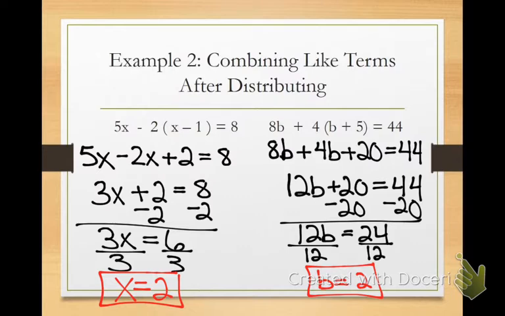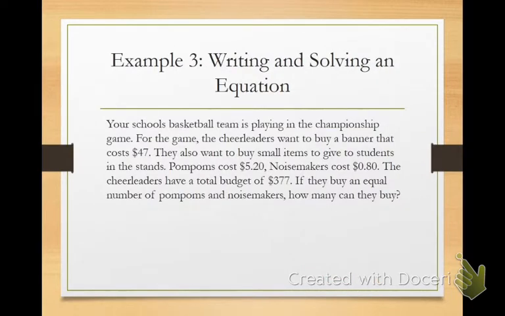Okay, so example 3 is a word problem. It's a little lengthy, so I typed it all in there so y'all could follow along as I read it. It says your school's basketball team is playing in the championship game. For the game, the cheerleaders want to buy a banner that costs $47, and they also want to buy small items to give to the students. Pom-poms are $5.20 each, and noisemakers are 80 cents. They have a total budget of $377. If they buy an equal number of pom-poms and noisemakers, how many can they buy?